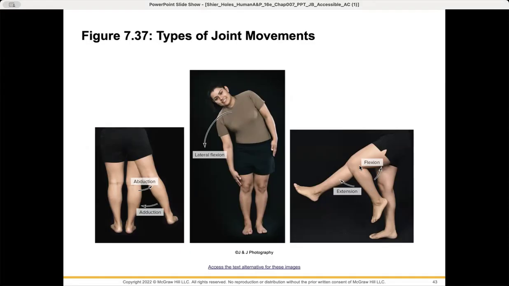Flexing at my knee joint here, which is a hinge joint, a synovial diarthrotic joint. Flexion, you are decreasing the angle between two parts of the joint, versus extension, which is increasing the angle between two parts of the joint.